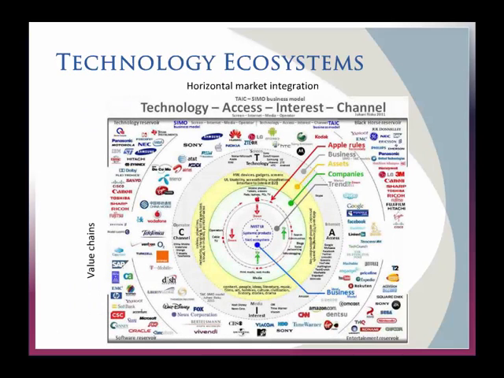Now how this plays out in the marketplace is like this. I know this is an eye chart, but what it's showing you is around this circle on the top are technology companies, companies that produce technologies.